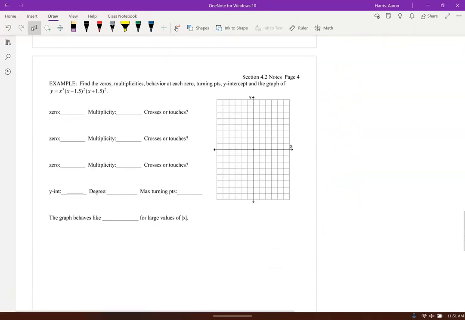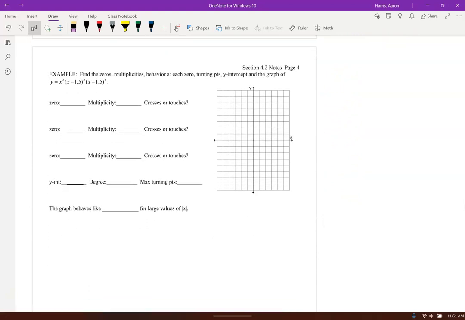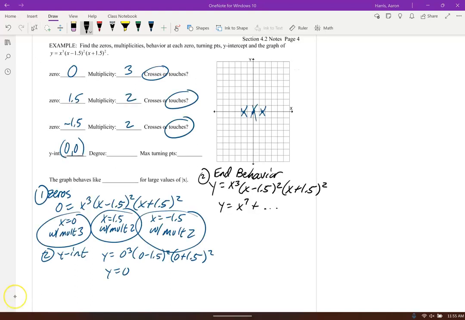All right, I'm going to let you guys try this one. I'm going to give you just a second here. I'm going to pause this. So we have a 0, 0 that crosses through because there's an odd multiplicity, a multiplicity of 3. And then the 1.5 and negative 1.5 have even multiplicity, so it'll just touch at those zeros.